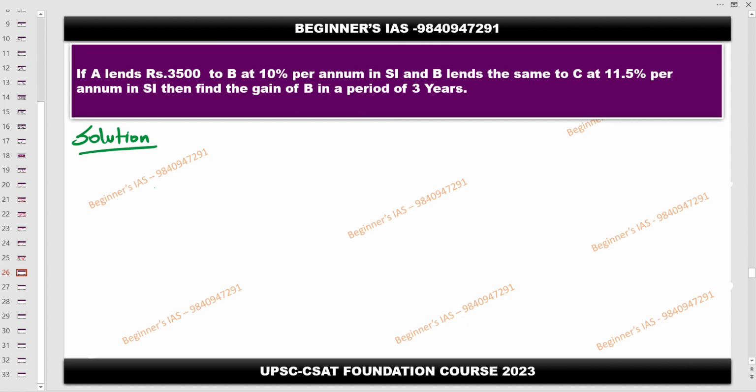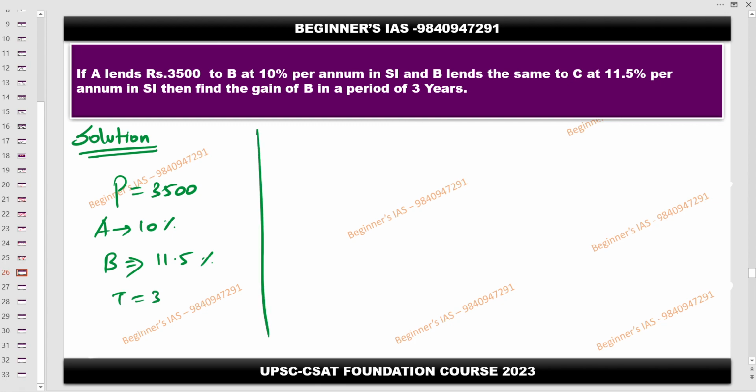Simple, I will tell you. So here the principal P is equal to 3500. Listen carefully, A's rate of interest is 10%, B's rate of interest is equal to 11.5%. Here you need to take T equal to 3. If you know this, how do you calculate the gain? So here the gain is nothing but 35. The principal is the same in both cases.